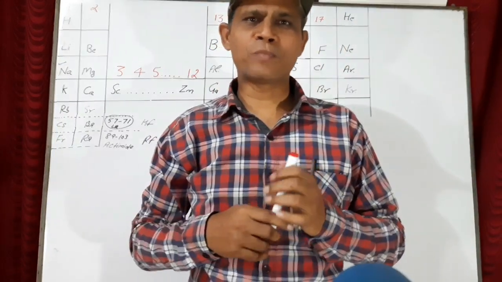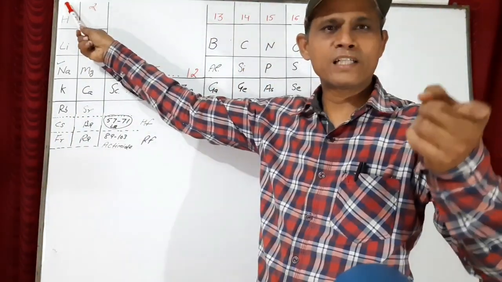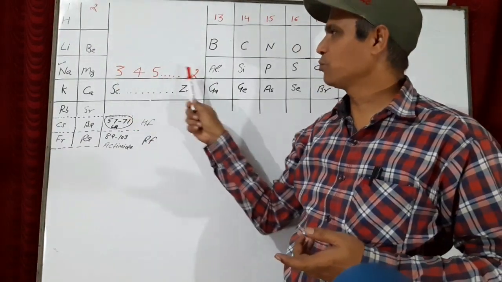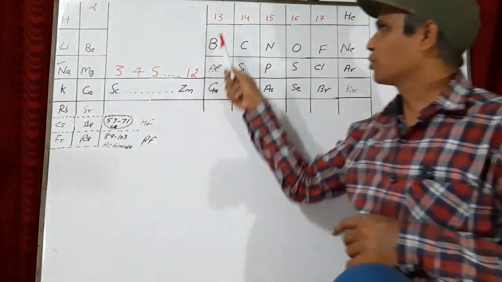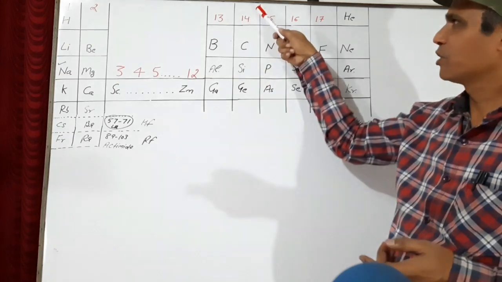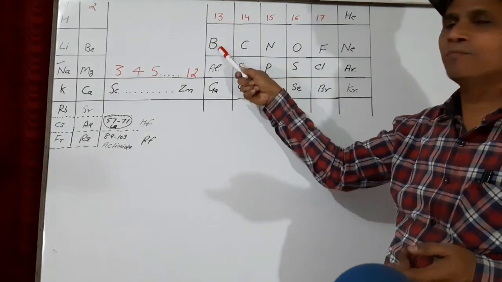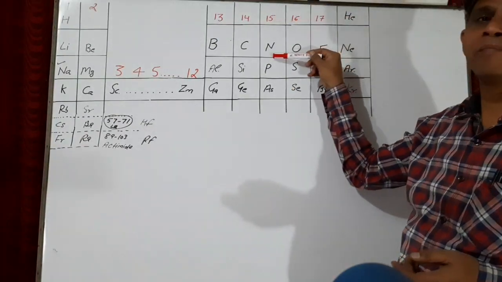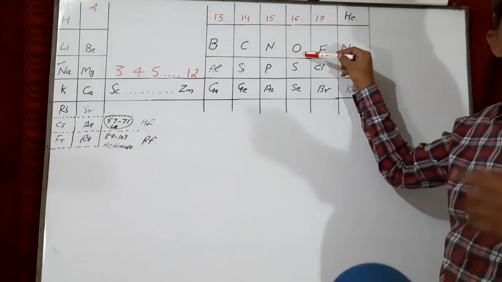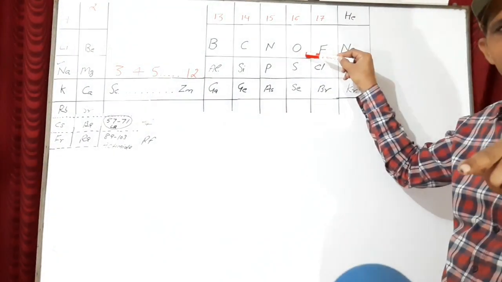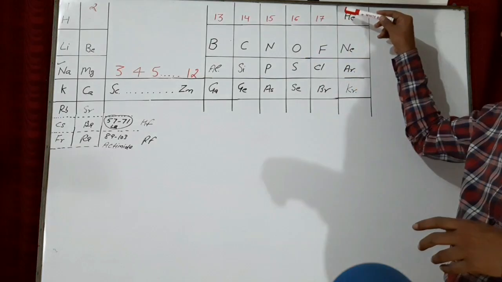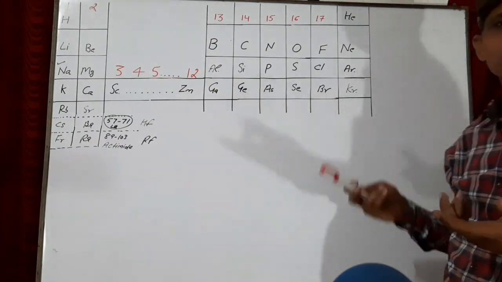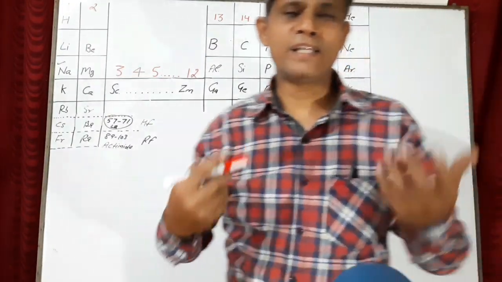So here keep it in your mind: group number 1, alkali metals; group number 2, alkaline earth metals; group number 3 to 12, transition elements. Group number 13, boron family. Group number 14, carbon family. Group number 15, nitrogen family. Group number 16, oxygen family, and this is also known as chalcogens. Then group number 17, this is the halogen family. Group number 18, noble gases or inert elements.